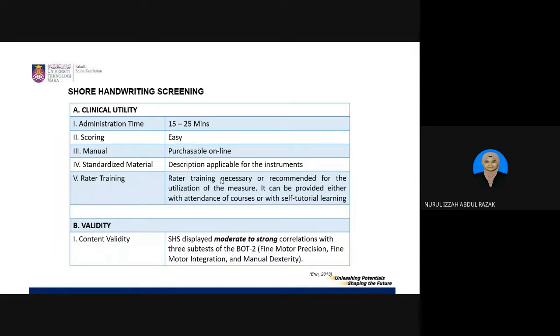Okay, for validity, only content validity is established because this is a non-standardized assessment, so there are no norms of standardization that have been established. So in the content validity, this assessment displays moderate to strong correlation with 3 subtests of Bruininks-Oseretsky Test of Motor Proficiency 2 in the domain of fine motor precision, fine motor integration, and manual dexterity.